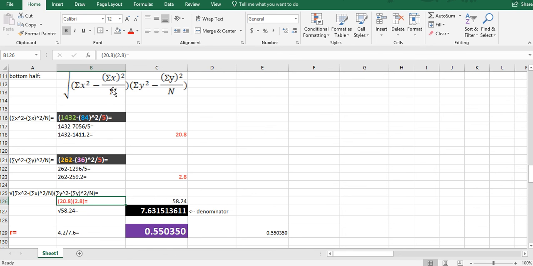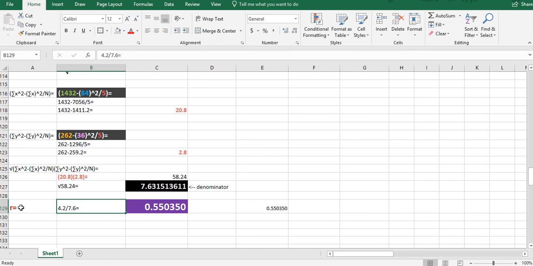Now I can finally multiply these for 58.24, and then I get the square root of that for the bottom half of my equation. And then I can just divide for r.